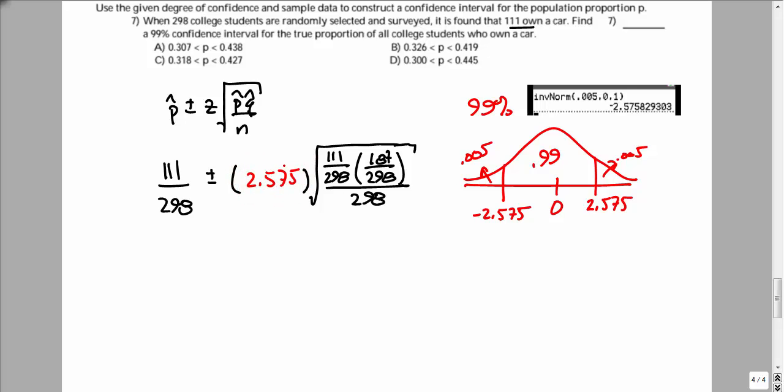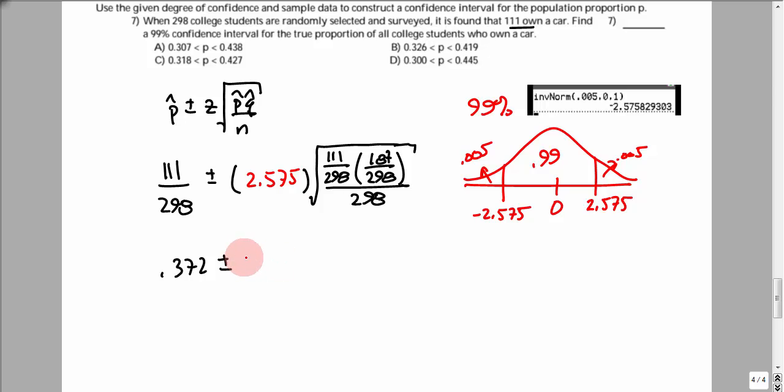So let's go ahead and start with 111 divided by 298. Now notice all of my confidence intervals up above round to 3 places. So let's go ahead and round to 3 places. We get 0.372. And then we have 2.575 times the square root of all of those values. So 111 divided by 298 times 187 divided by 298, and that's divided by 298, and that is square rooted and then multiplied by 2.575.